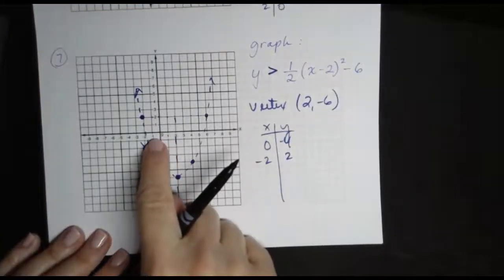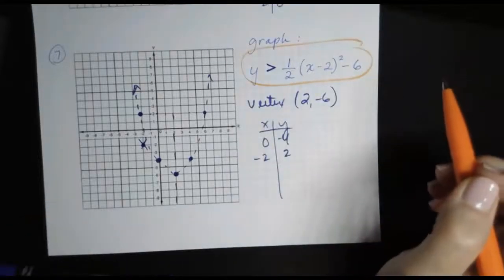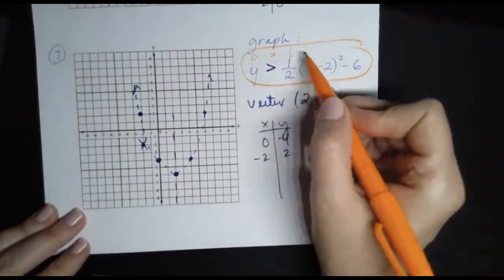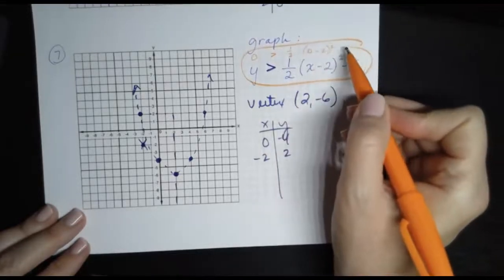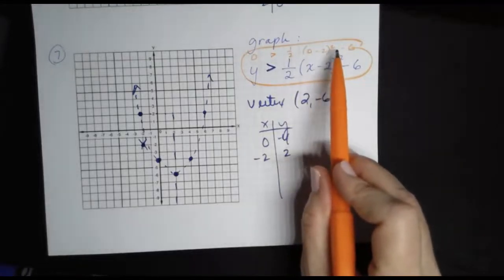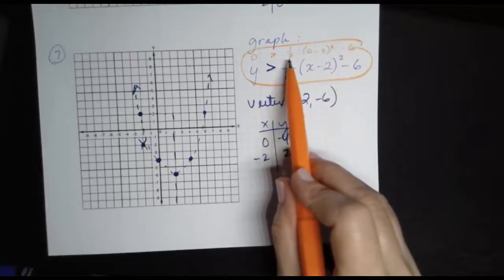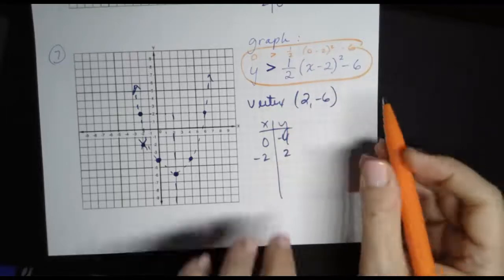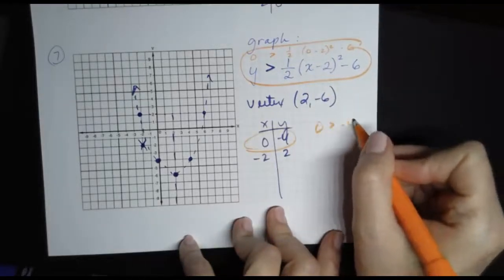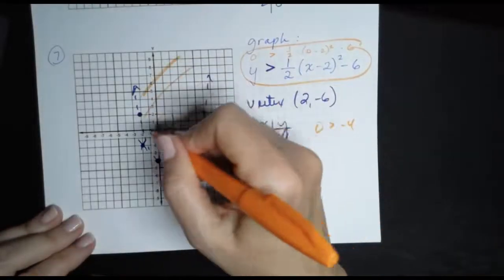And now we're going to try 0, 0. Does it make it true or false? Remember, let's plug it back into the original given inequality. So is 0 greater than 1/2 of 0 minus 2 squared minus 6? So 0 minus 2 is -2. -2 squared is 4. Half of 4 is 2. 2 minus 6 is -4. So we'd already actually plugged that in right there. Is 0 greater than -4? Is this a true statement? Yes. So once again, we will be shading in here.